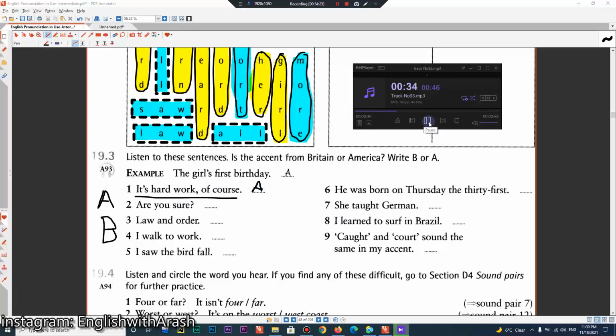Number 2. What do you think about number 2?